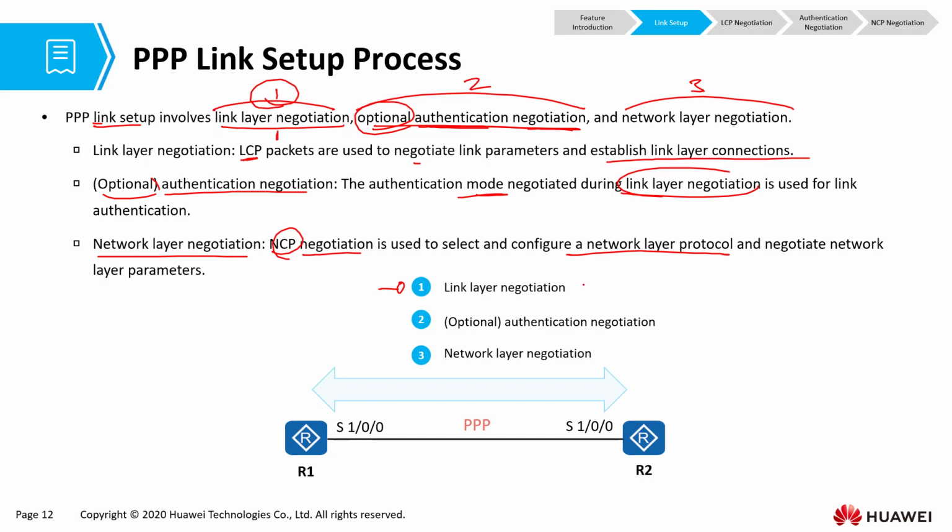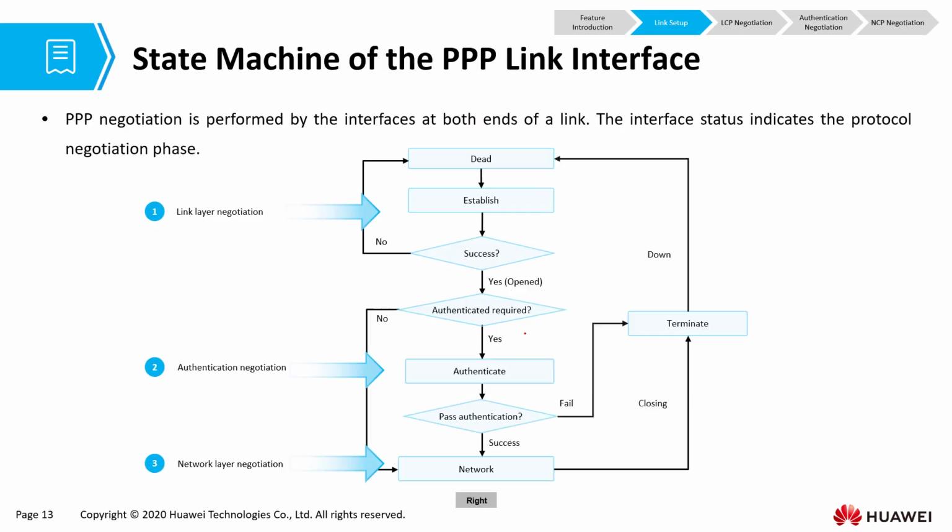So 3 steps. First of all, we do link layer negotiation. Secondly, but optional, we do authentication negotiation. And thirdly, we do network layer negotiation. If authentication is not enabled, then we shall go from 1 and jump straight to 3. Once these 3 steps are done, the PPP link is up and it's ready for communication. Let us look at the states involved.